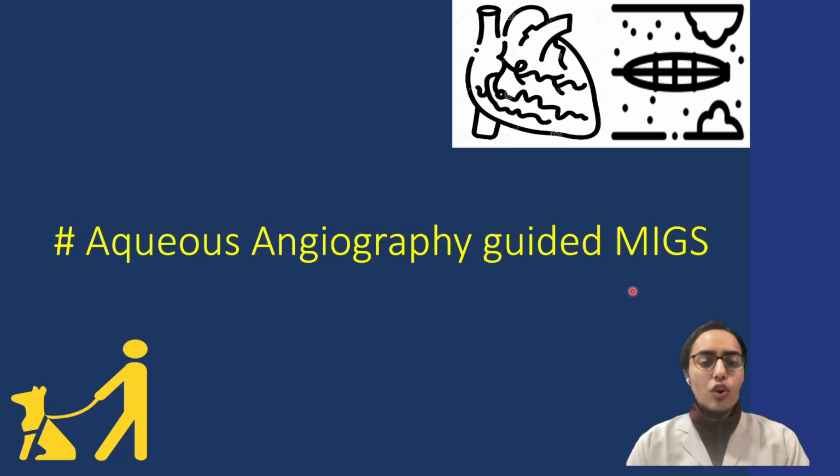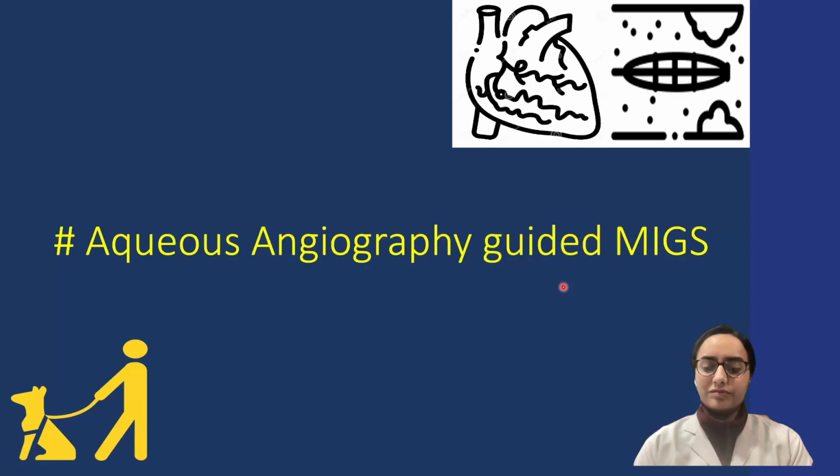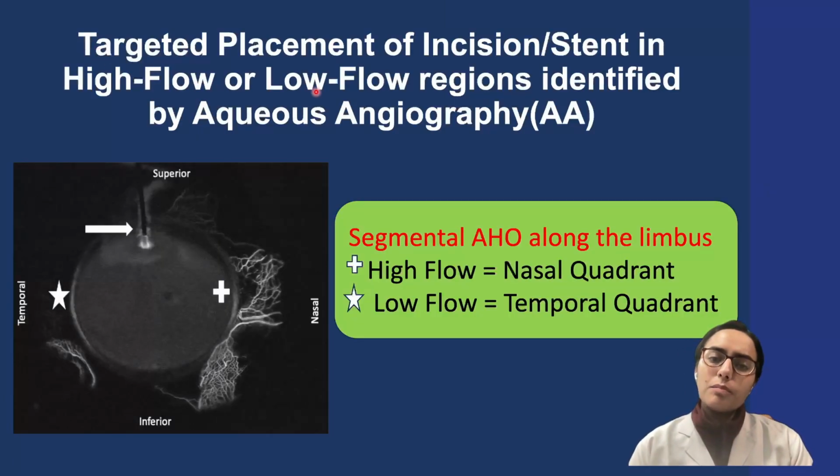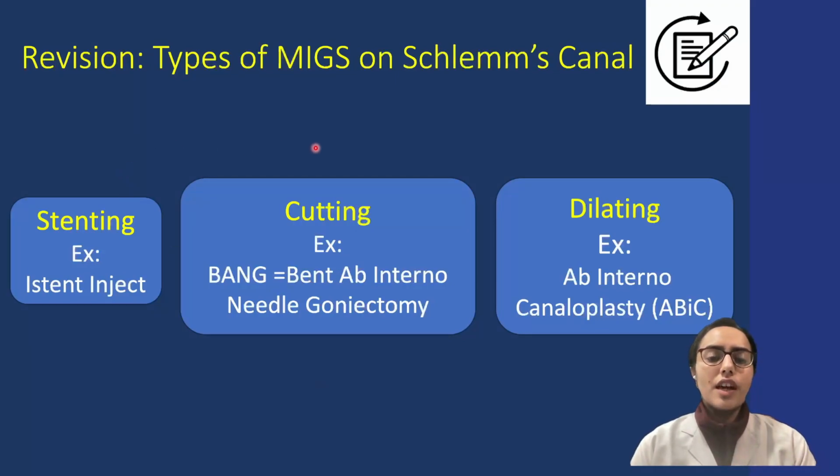Just like a cardiologist performs targeted stenting of coronary vessels using coronary angiograms, similarly, aqueous angiography allows glaucoma surgeons to perform targeted MIGS. Let's walk through this together. Targeted placement of incisions or stents in the high flow or the low flow regions identified by aqueous angiography can be performed.